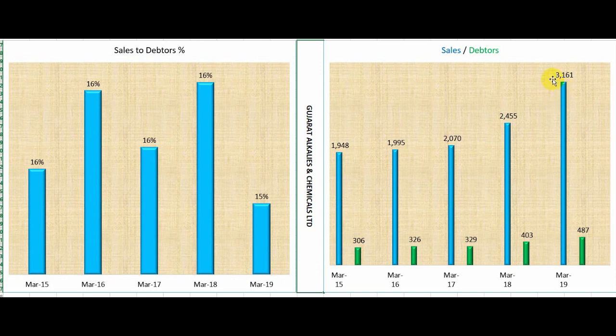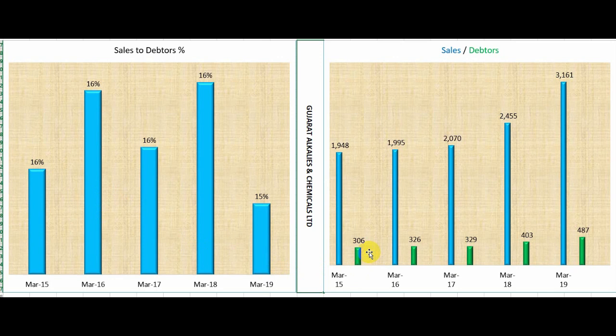In March 2019, the company did manage to do a sales of around 3,161 crores, against which it had to collect from the balance sheet. We got this value of 487 crores that the company had to collect from its customers. So as a percentage of sales, the amount the company had to collect from its customers was just 15%, and this is a good value. We don't want a very high value, and we can see consistency also in terms of collection throughout March 15 till March 19 at around 16%.